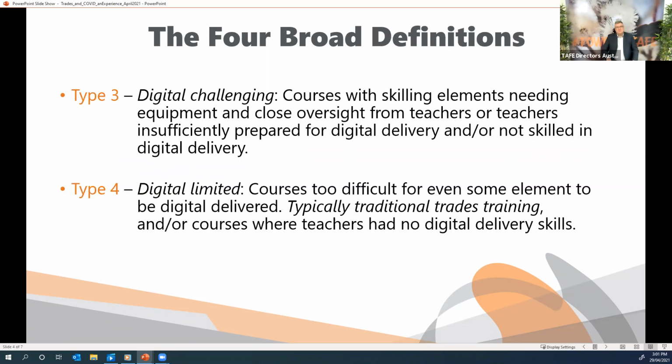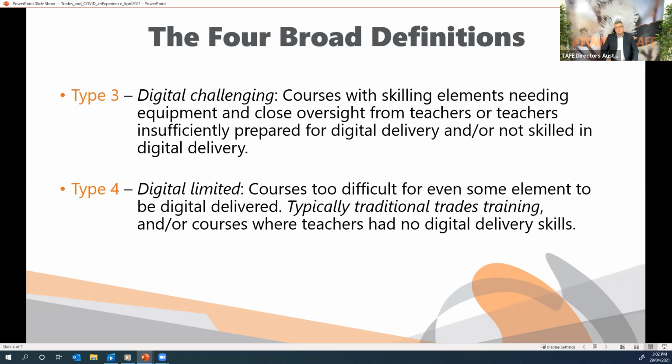Then there's a couple of types of courses. One is those that were digitally challenging, which is challenging to say for me. These were courses that had some skills acquisition elements to them, which may need equipment or close oversight from teachers, and had a reasonable amount of practical requirements. Here, teachers either felt insufficiently prepared for delivery in a digital form, or didn't feel they had the skills necessary for digitally delivering those courses. So generally what happened there was the theoretical parts of the learning were moved online, but the more practical parts were generally deferred because of the requirements for safety measures around COVID on campus.